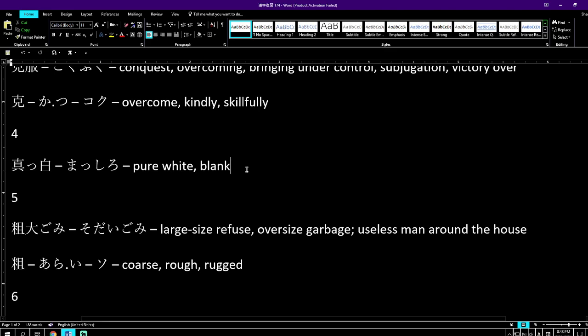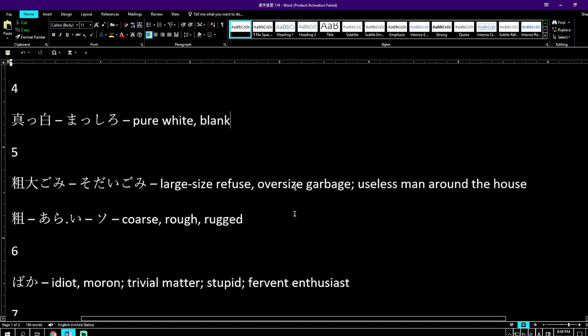Mashiro. Mashiro is pure white or blank. Mashiro desu. Pure white or blank.